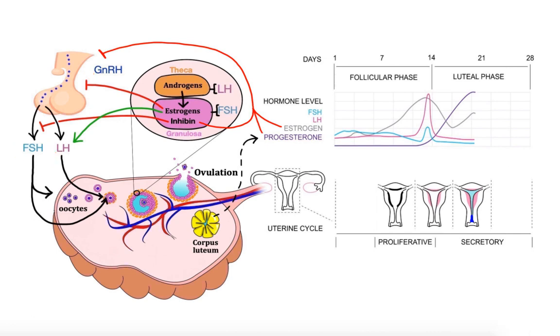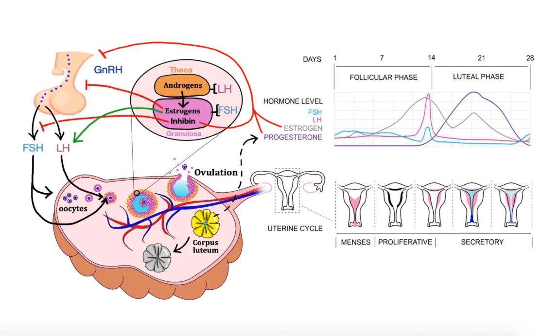Now, if fertilization of the egg does not occur during this short period of time, the corpus luteum will start to break down, causing levels of both estrogen and progesterone to fall dramatically. It is this sudden decline in progesterone and estrogen levels that causes the uterine lining to break down and ultimately come out in the form of menstrual bleeding, also called menses, which marks the start of the next follicular phase.